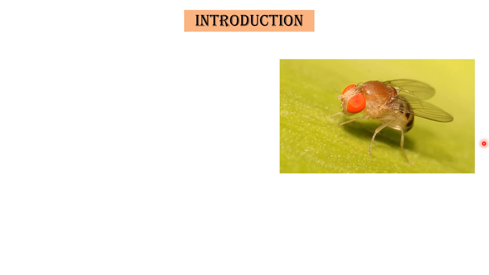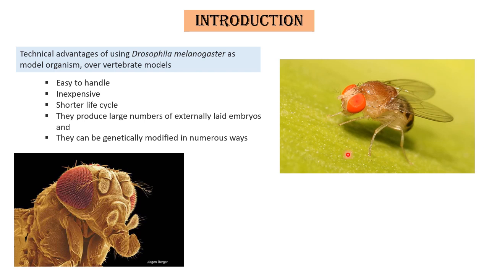Some of the technical advantages for using Drosophila over the vertebrate models are that they are easy to handle, they are inexpensive and they have a shorter life cycle. For example, we have to study some of the diseases or some of the drugs that we want to test at different phases of life. So having a model organism with a short life cycle makes it a lot easier because we have the chance to study all those events in a very short span of time.